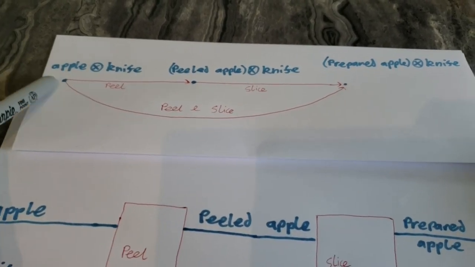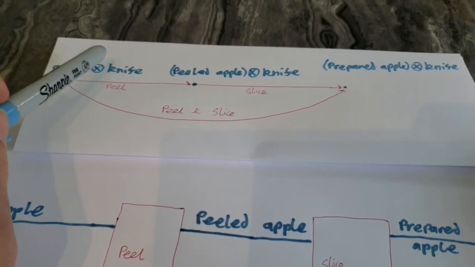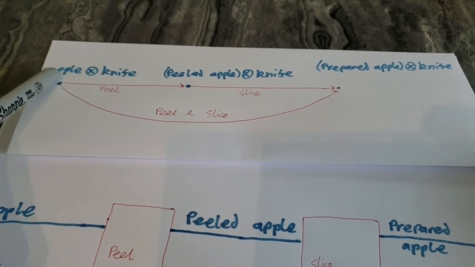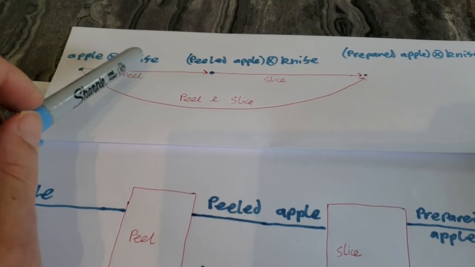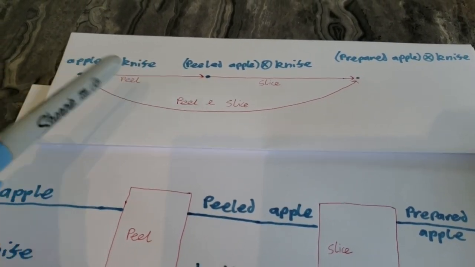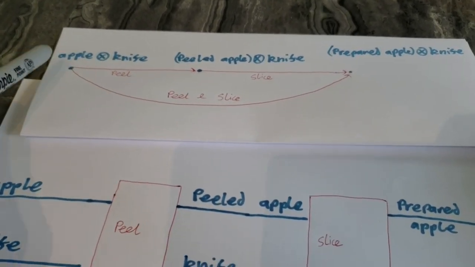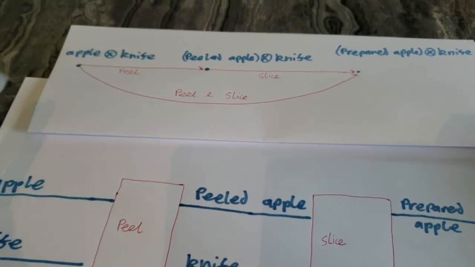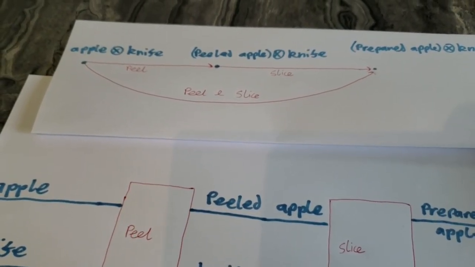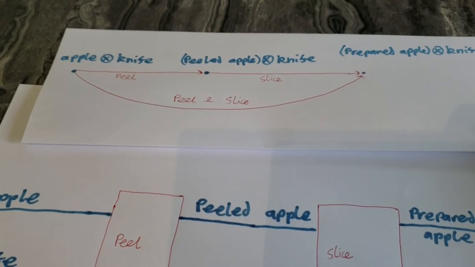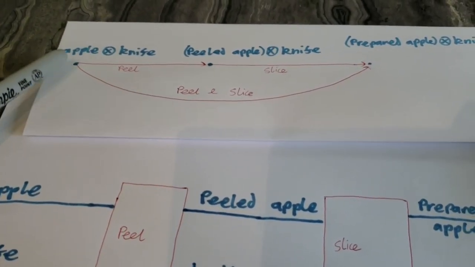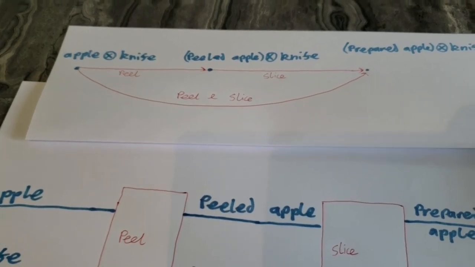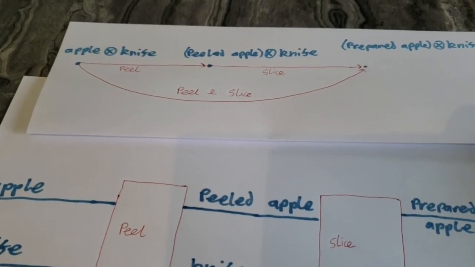So what this basically means is apple producted with knife. We can think of apple here as representing the set of all apples, and knife represents the set of all knives. And so what this product means is the Cartesian product of the set of all apples and the set of all knives, which means that we can think of this object as the set of all pairs of an apple and a knife.